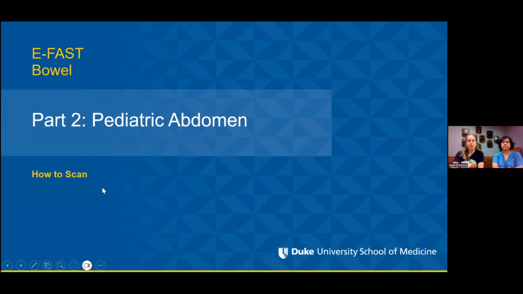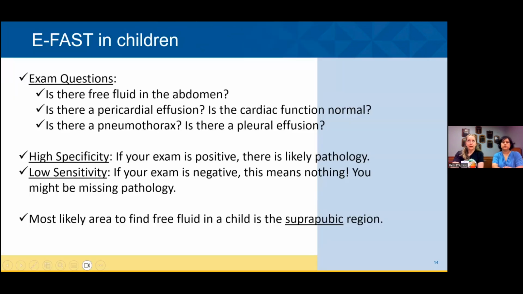And now we'll roll right into talking about the abdomen. So we'll review just the EFAST and we'll talk some bowel applications as well. So in terms of EFAST for pediatric patients, it is a little bit different than adult patients. We have the same basic questions. Is there free fluid in the abdomen? Is there a pericardial effusion? Is the cardiac function normal? Is there a pneumothorax or a pleural effusion / hemothorax?